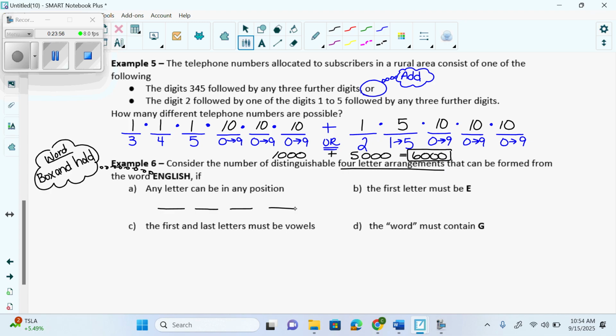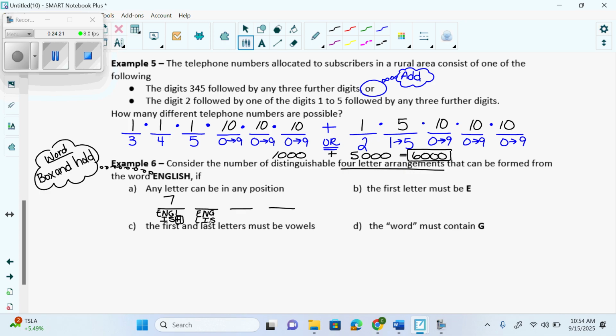If I don't have sticky notes, I would show it by showing the actual letters. So I would have E, N, G, L, I, S, H as my options. True? Which is how many letters? 7. And then I have to box and hold the letters. So say I hold the H. Then I would have E, N, G, L, I, S.